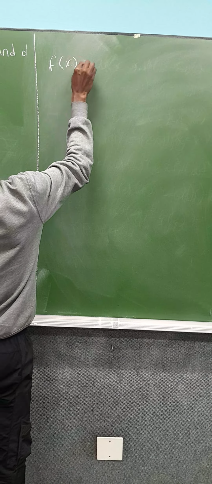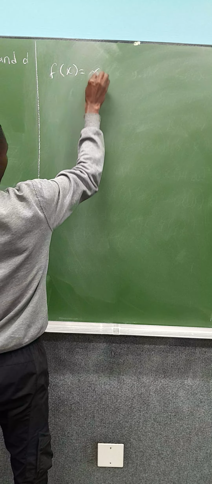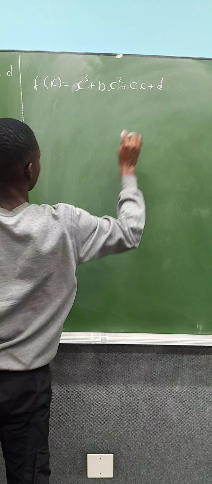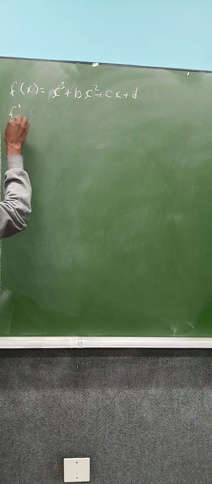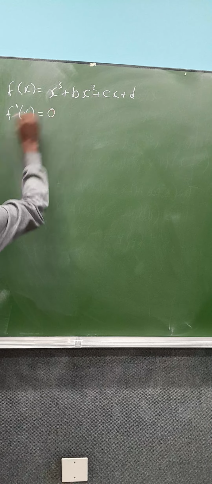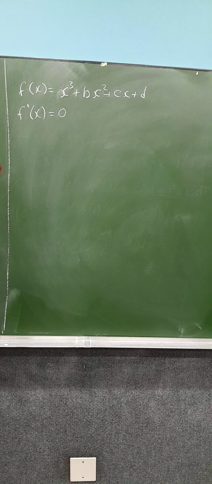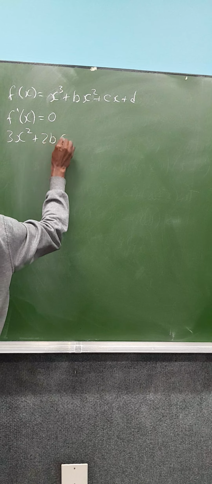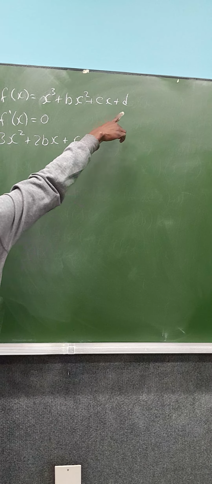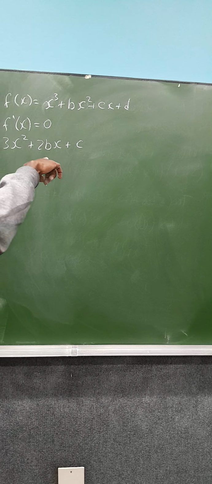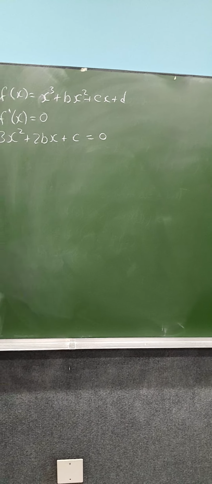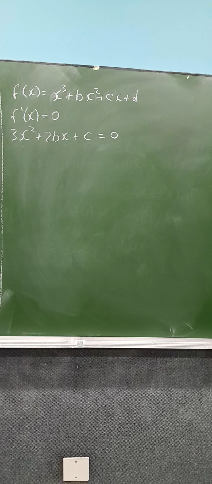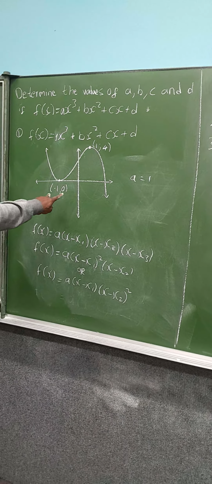So now f of x is what? We have x cubed plus bx squared plus cx plus d. To find the turning points, we know that we do the first differentiation and then we equate it to 0. So the first differentiation of this equation is going to be 3x squared plus 2bx plus c plus 0, because the differentiation of a constant is 0. So this is just going to be plus 0 equals 0. And now we do have these values of x because they already calculated those values.